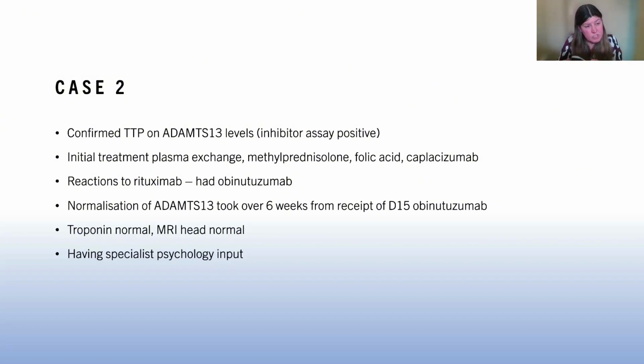So one of the things we know with long-term survivorship is that people do get quite bad neuropsychiatric or neuropsychological consequences. So the involvement of specialist psychologists makes a big difference in that. And especially for this lady who was separated from her baby for quite a long time around her admission, thinking about that and how she can cope with that going forward is a big part of her care.